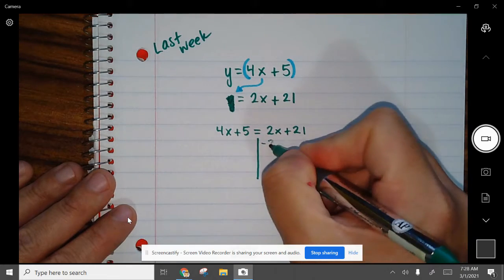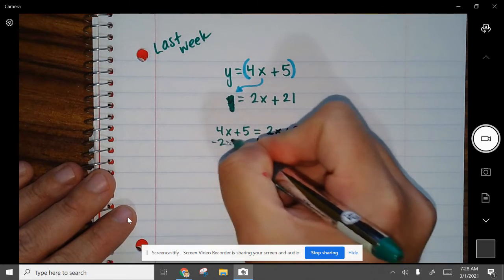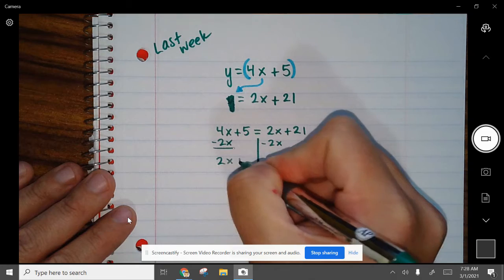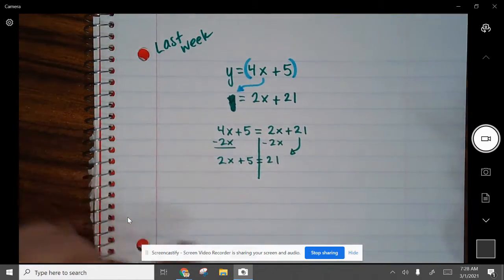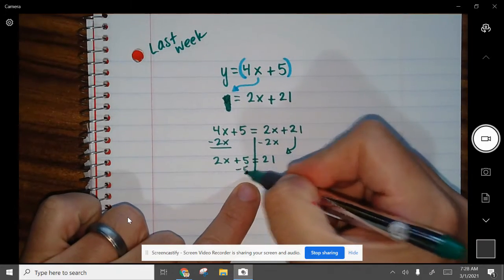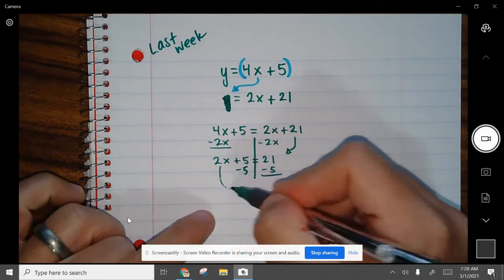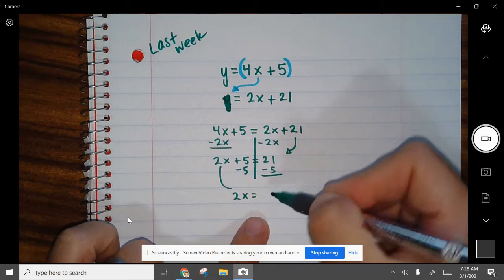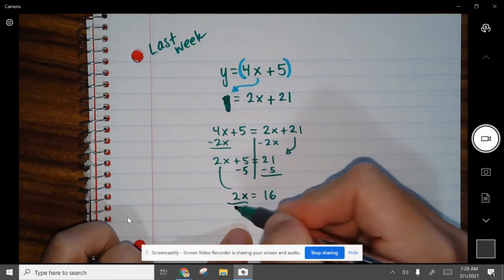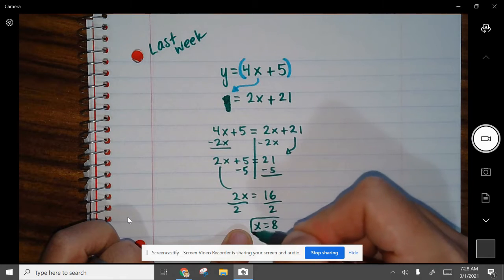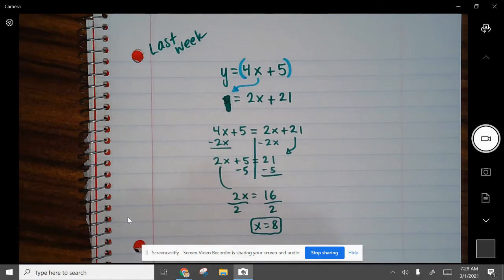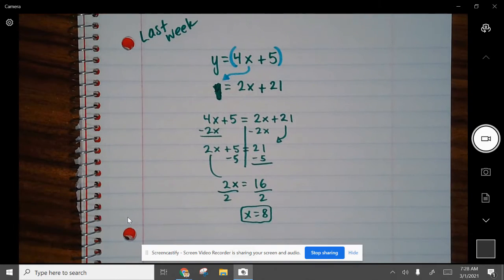I'm going to go letters to the left. Okay. Then I'm going to go constants to the right. And x equals 8. Okay.